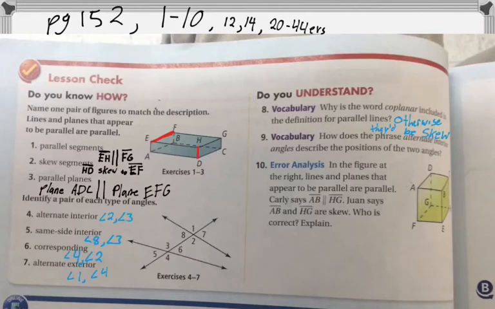Number 10, we ready? Yes. This right here, it's talking about HG. That's the line right there. So Carly says AB is parallel to HG. Juan says AB and HG are skew. Who's right?